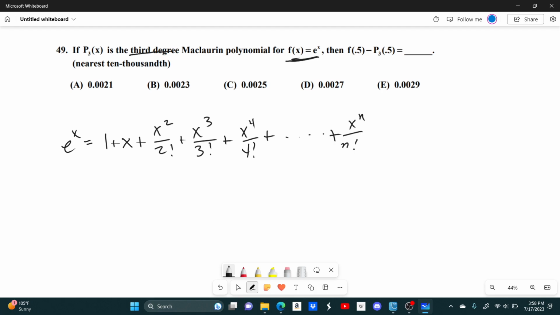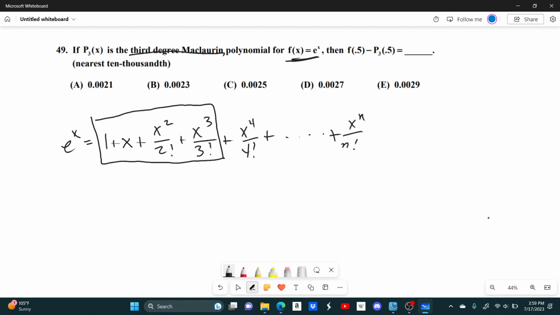It says it's the third degree Maclaurin polynomial. So a lot of people will confuse this. A third degree Maclaurin is not the first 3 terms. It's however many terms you need to get to an exponent of 3. And so the third degree Maclaurin will actually be this thing. This will be the third degree Maclaurin, not the first 3 terms in the sequence.